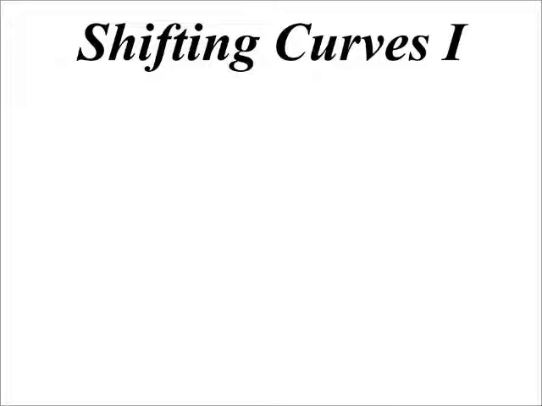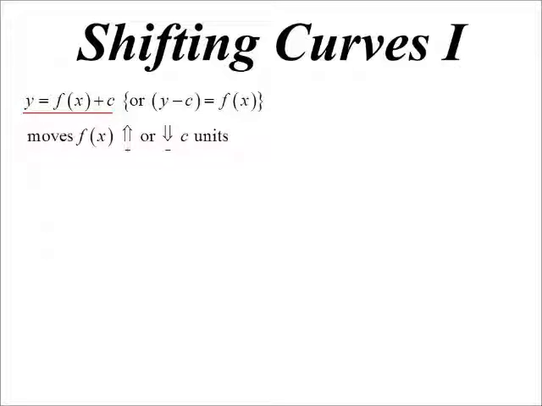Continuing on this idea that if we know what the shape looks like, it can help us solve problems if we know what the picture is. So we've talked about the basic curves. Now let's talk about shifting the basic curves. If I add a constant to a function, this has an effect of shifting.